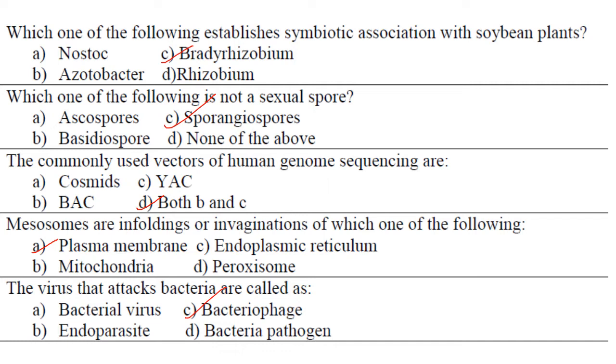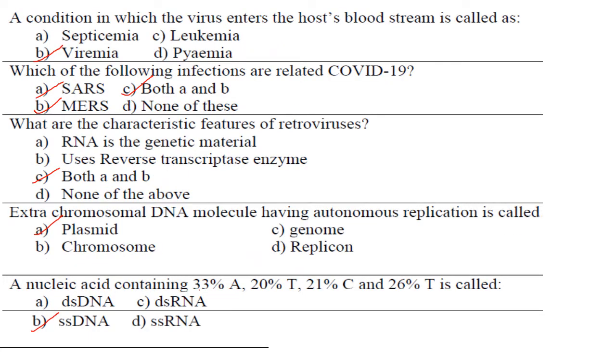Then the virus that attacks bacteria are called as bacteriophages. Then a condition in which virus enters the host's bloodstream is called as. We will see one by one. Septicemia, it is clinical name for blood poisoning by bacteria. Leukemia is cancer of body's blood forming tissues. Pyemia is a type of sepsis that lead to widespread abscesses of a metastatic nature. So the condition in which virus enters the host bloodstream is called as viremia.